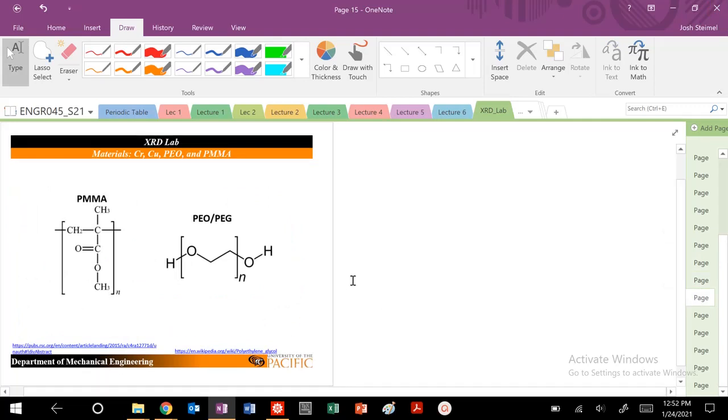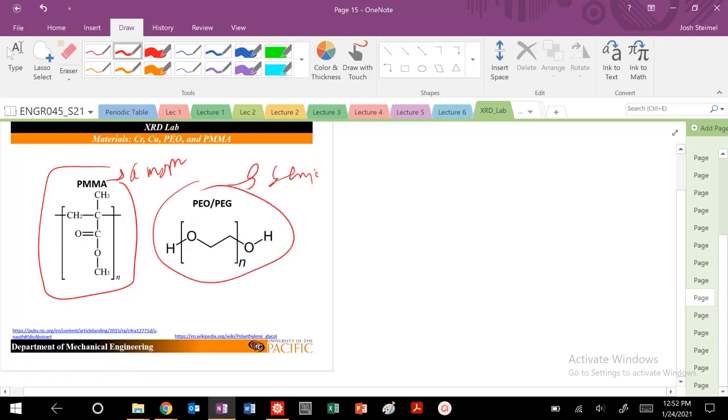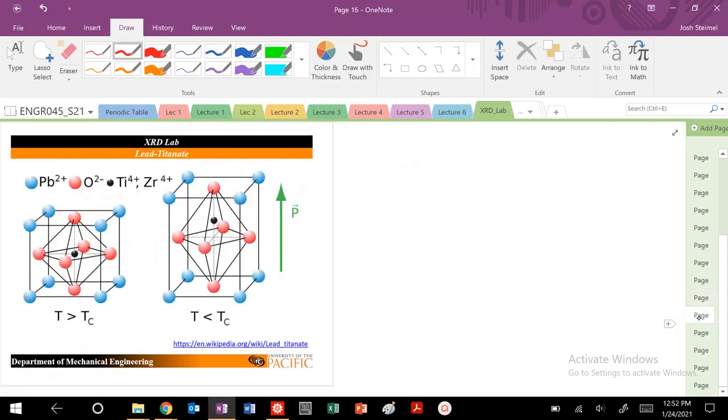But so PMMA, again, this is amorphous, this is semi-crystalline, very important when you talk about that in this lab report.